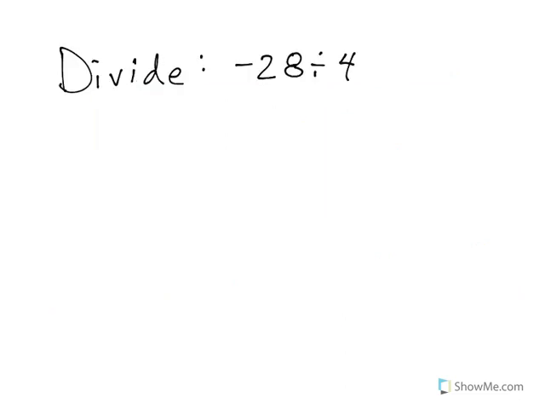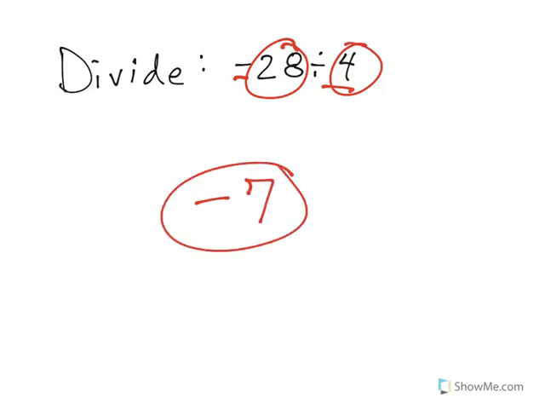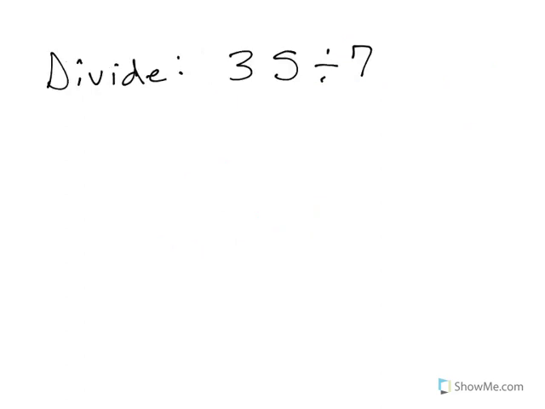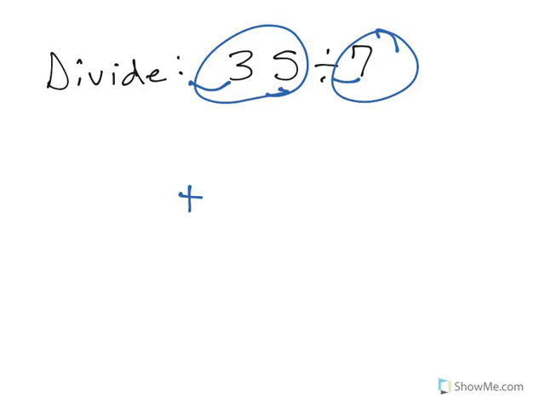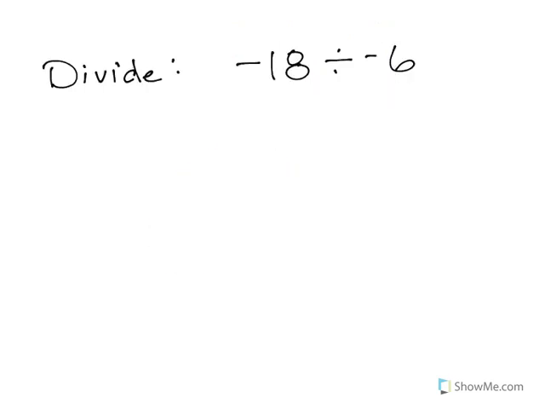So if I'm dividing negative 28 divided by 4, I have a negative and a positive, which means my answer is negative, and then 28 divided by 4 is 7. We also could write this as a fraction, negative 28 over 4, because a fraction bar is the same as division. 35 divided by 7, positive and positive means my answer is positive, and 35 divided by 7 is 5. So my answer is a positive 5.